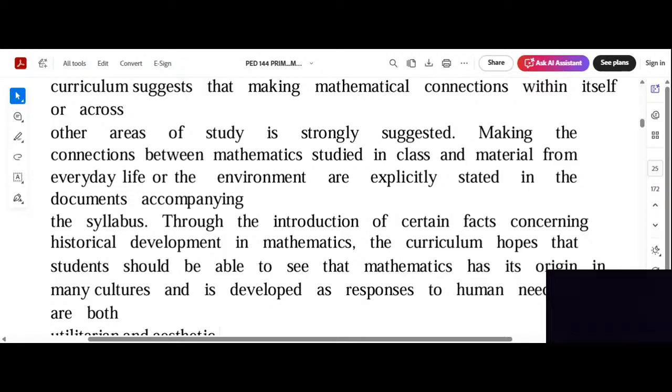First of all, what are these connections that we're talking about? When you talk about mathematical connections, we are simply saying the linking of mathematics to other things. The examples of connections, as mentioned in that paragraph, we have linking one mathematics topic to another, that is within mathematics.